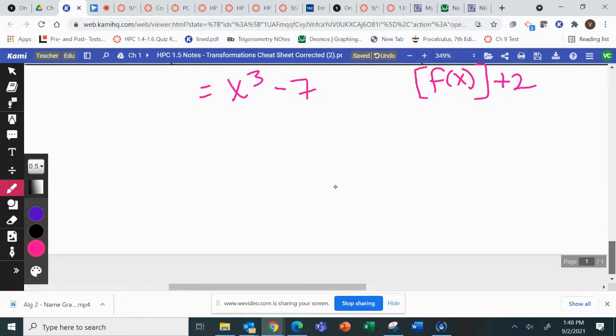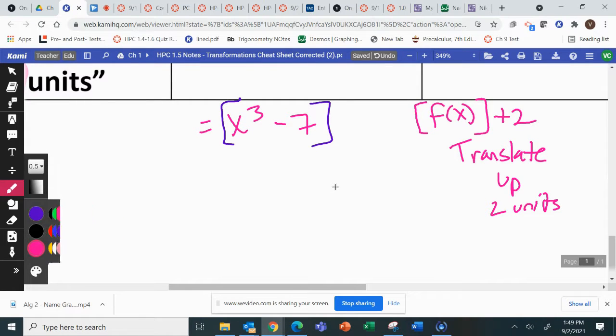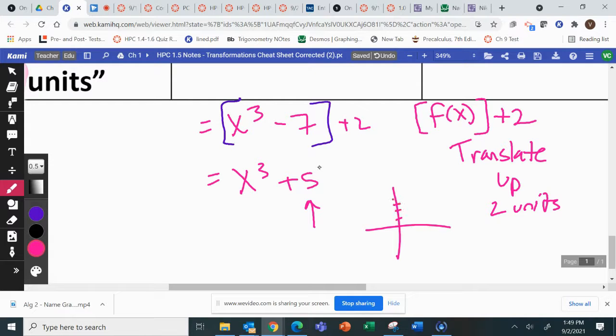Okay, so if we add 2, that is going to be a translate which direction? Up 2 units. That's what the graph would do. So we take x cubed minus 7, we translate up. But if I'm going to write the equation for it, then I'm going to put brackets around the entire thing and write plus 2. I do feel like this should be simplified. Okay. So then I'll just simplify it and we'll have x cubed plus 5. So if it's simplified, I can tell right here that this x cubed is going to hit the y-axis at 5.